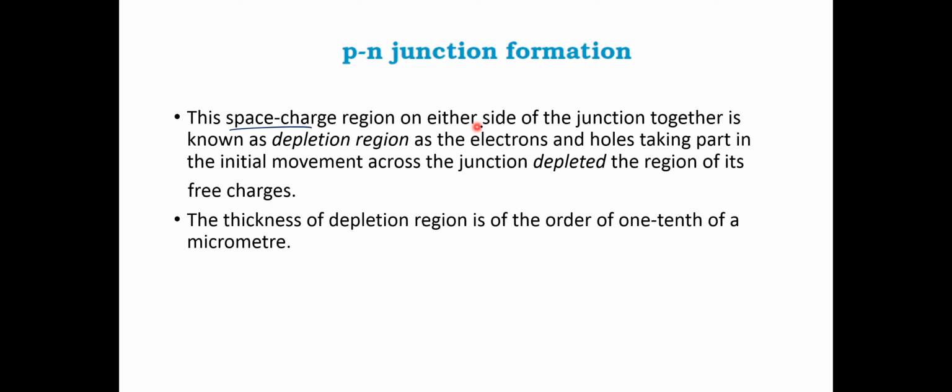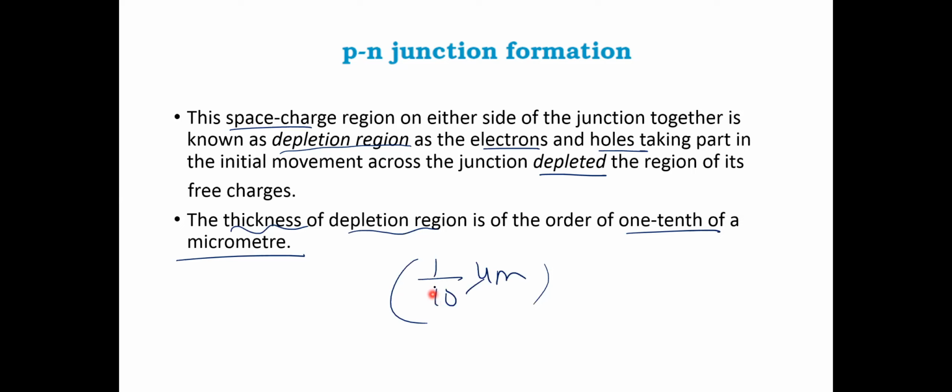Then this space charge region on either side is what is called a depletion region, because the electrons and holes that were there in the N region and P region are completely depleted of free charges. And typically the thickness of this depletion region is of the order of 1/10 of a micrometer. Okay, 1/10 of a micrometer. It's not a very large distance. It's a very small distance over which the depletion region exists.